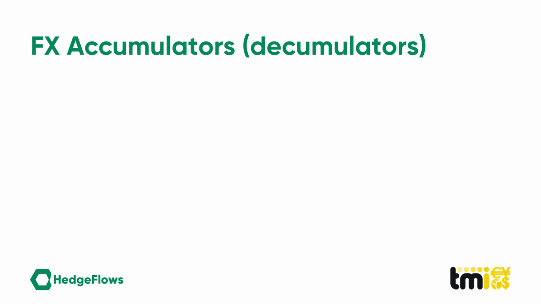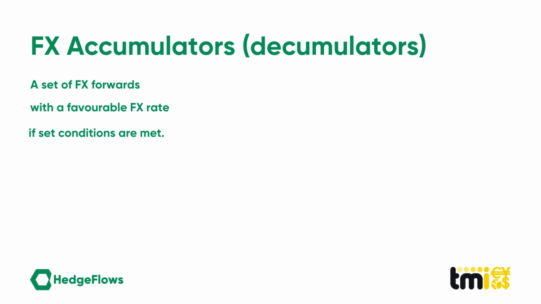FX accumulators and decumulators allow the buyer to purchase or seller to sell a foreign currency at a rate, which is called a strike price, that is typically more favorable than the current market rate. In exchange for an exchange rate that is more favorable at inception, the client commits to transact a predetermined amount per observation, thus selling the optionality to the bank.